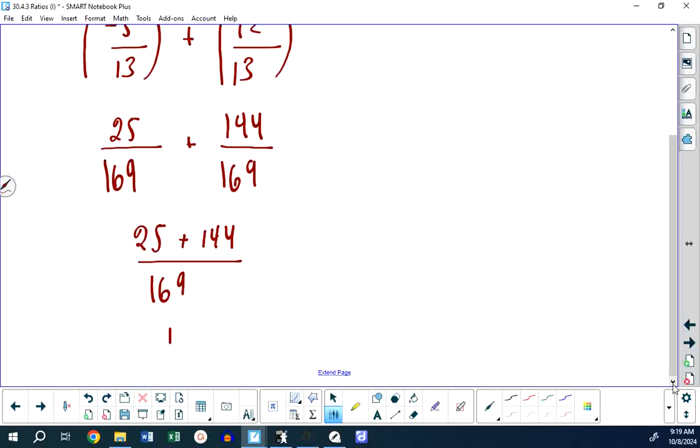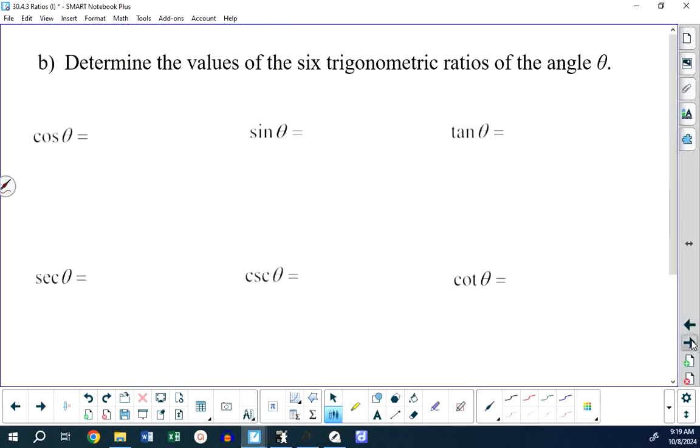This is a nice little kind of written response thing, I don't think it would be the full 2 marks, it would be more, where you have to demonstrate that a point lies on the unit circle and then do something with it. Determine the values of the 6 trigonometric ratios. Well, this is easy. This is not a time-consuming process, this question.